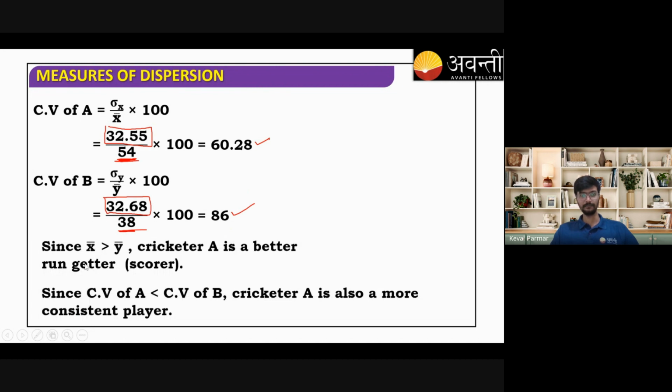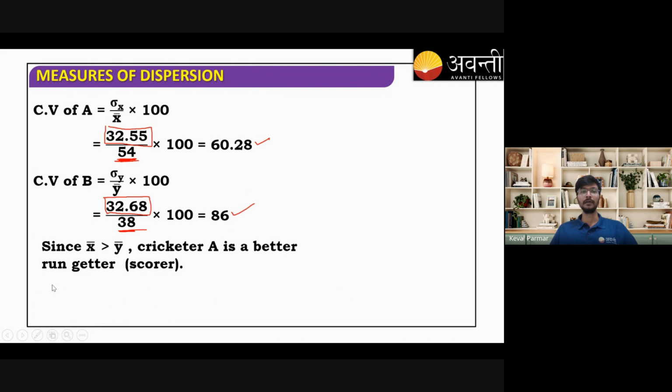So we can say that A is more consistent, but as I told you, he will not obviously be the better run getter every time. For run getting, you have to see the mean. As you can see here, A's mean is 54, B's is 38, and 54 is greater than 38. So cricketer A is a better run getter, that means a better scorer.